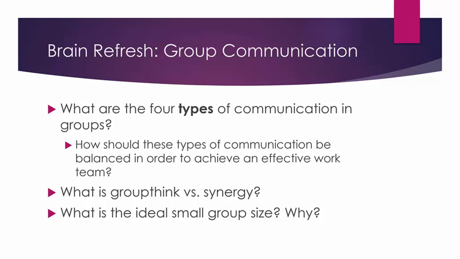So thinking back to group communication, the questions that I have for you, which you should be able to answer from your notes or off the top of your head, are: what are the 4 types of communication in groups? How should these types of communication be balanced in order to achieve an effective work team? Right, so there's some different functions and types of communication. How do they work together? What is groupthink versus what is synergy? And also be considering how do we achieve either of those? And then what is the ideal small group size and why is that the ideal size? What makes it ideal for us? So if you don't know these things, pause, go check out your notes and figure out what you don't yet know.